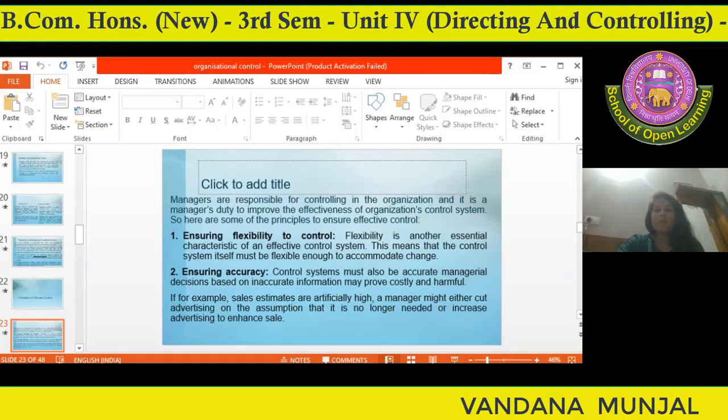यहाँ पे एक example भी दिया हुआ है. For example, sales estimates are artificially high. A manager might either cut advertising on the assumption that it is no longer needed or increase advertising to enhance sales. तो दोनों possibility हैं. अगर आप अपनी sales को overestimate कर रहे हो या underestimate कर रहे हो, तो manager may take actions which can work in the opposite direction rather than working in the right direction. So you should have accurate measures. You should not overestimate and you should not underestimate as well.